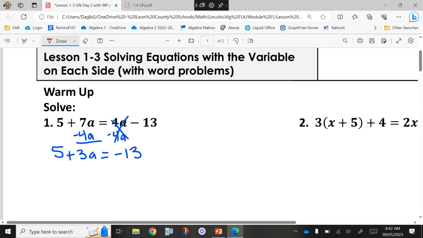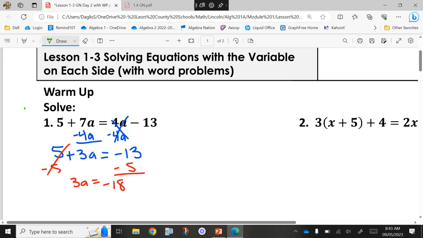So see how we have the a's already together on one side? So I want to move my constants to the other side. So what are we going to move? 5. We want to move my 5 to be with the 13. Okay, so we have 3a over here. Negative 13 minus 5 is what? Negative 18. So we have 3a equals negative 18.